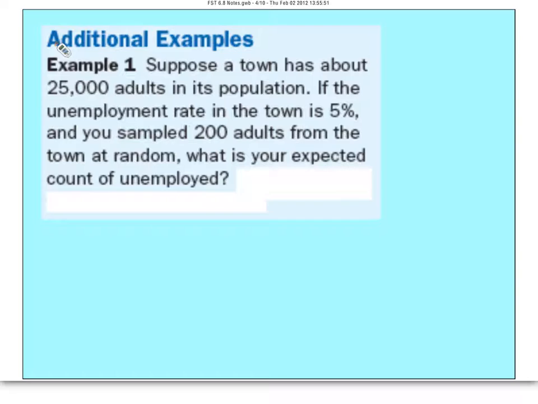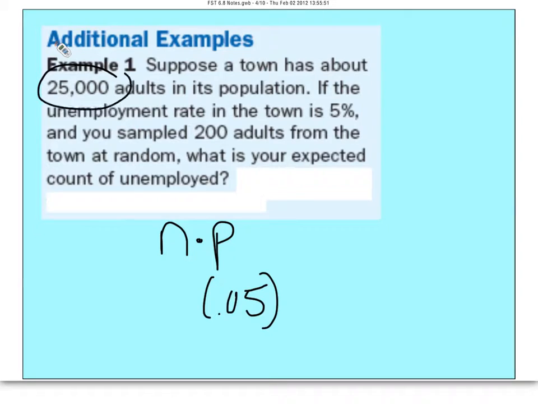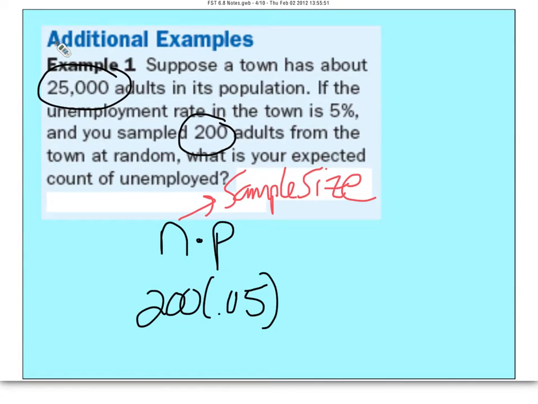This example, suppose a town has about 25,000 adults in its population. If the unemployment rate in the town is 5% and you sampled 200 adults from the town at random, what is the expected count of unemployed people? Now, this one, again, it's just n times p, and the p we can tell is 5%. What is the n? Is it this or is it this? And I will tell you, n is for the sample size. So they're just trying to trick you here. Don't use the 25,000, just use the 200. In that sample, we would expect there to be 10 people.